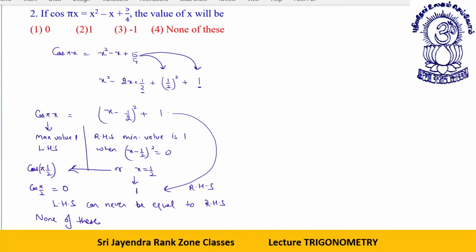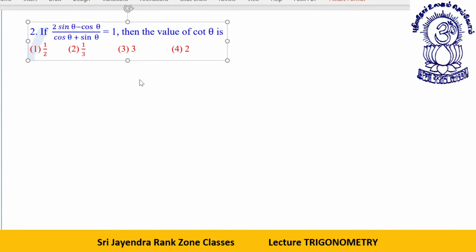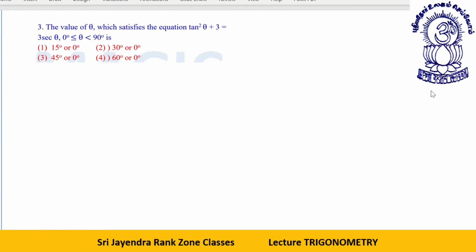Now let's move to the next one. The next question we have is: the value of theta which satisfies the equation tan square theta plus 3 is equal to 3 sec theta. Now you have to determine which value satisfies.